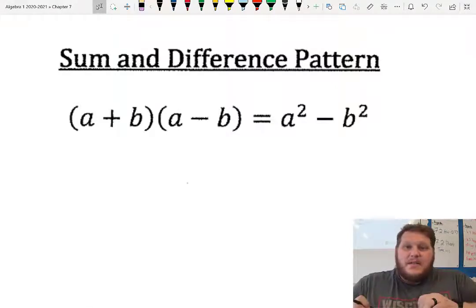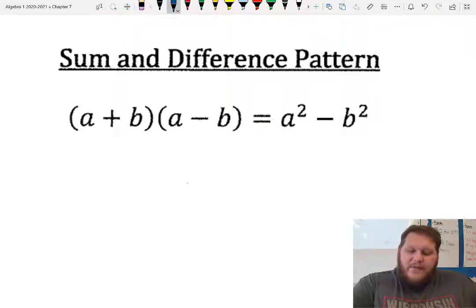So what our sum and difference pattern is, if we have two parentheses that are being multiplied together, that the first and second terms, the actual numbers or the variables, whatever, are the same, but one of my parentheses has addition in between, one of them has subtraction in between, it always ends up that my answer, my product, is just that first thing squared minus that second thing squared.